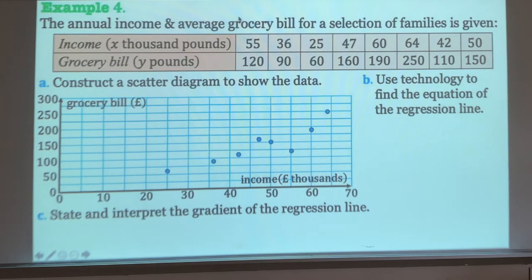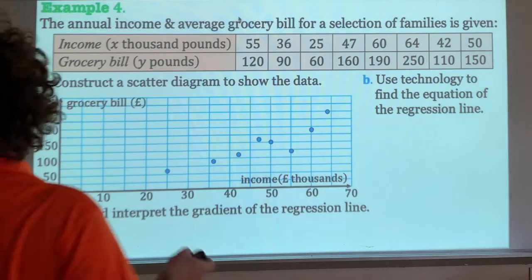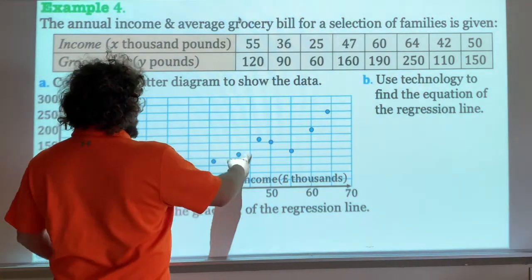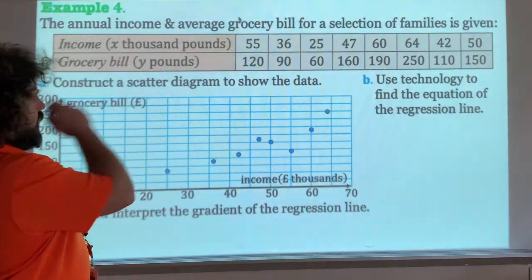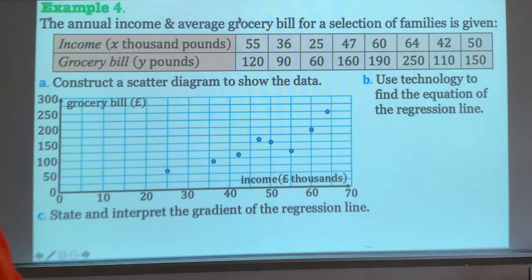Anyway, you guys should draw your scatter diagram. It looks something like this, okay? You have your points right here. As you can see, the graph does look like it has some type of a linear thing going up. Now what you're gonna do is use technology to find the regression coefficient. So once again, with technology, you're gonna type in those numbers.